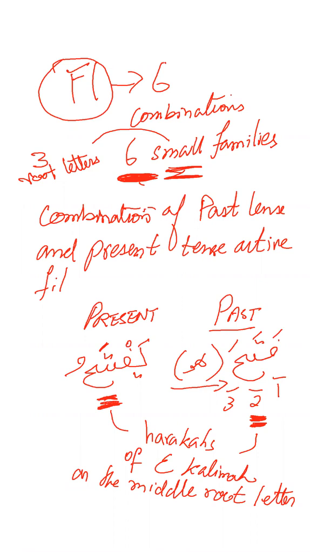So if you see any active past tense fail and its present, both having fatha on the ain kalima, they will belong to the Fataha Yaftahu family. Everybody understands this? Is this clear? Yeah. Okay. Jazakallah khair.